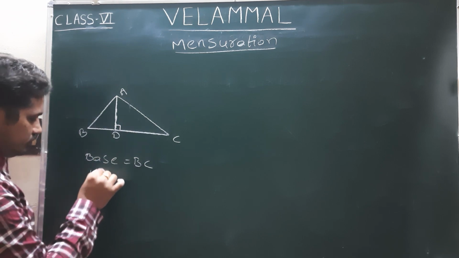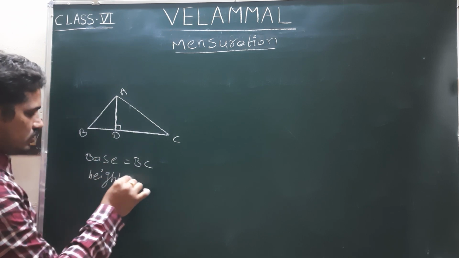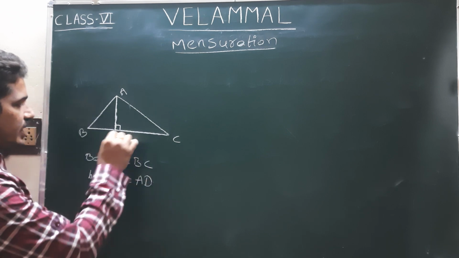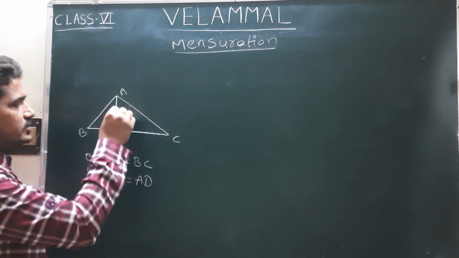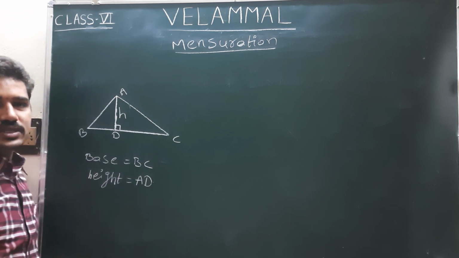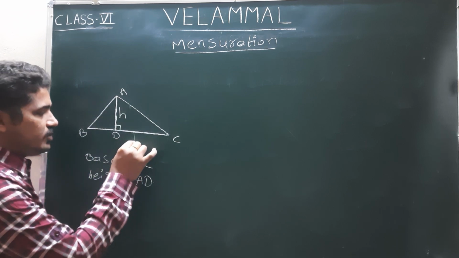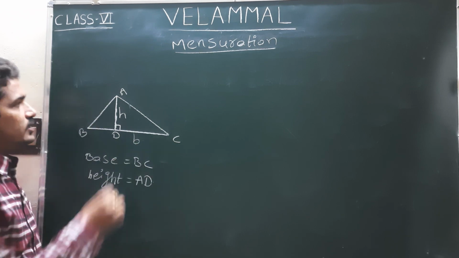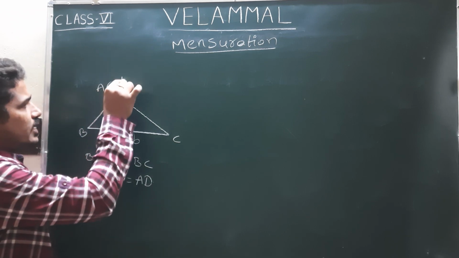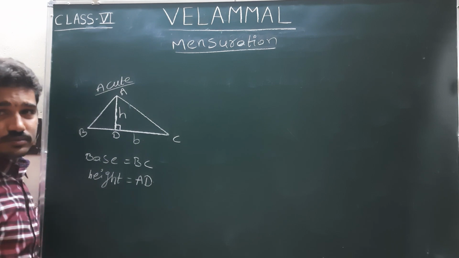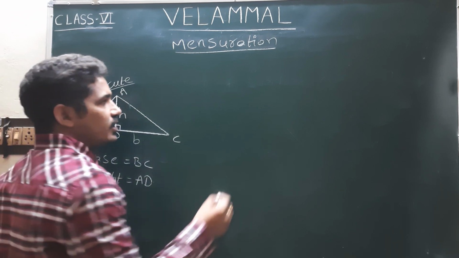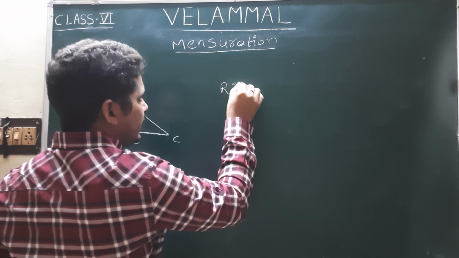Now height we will say as AD. Height we will say as AD. That one we will discuss. We will represent height with H, and the base we will represent with small b. This is for the acute angled triangle. After the acute angled triangle, what do we have? Right angled triangle.